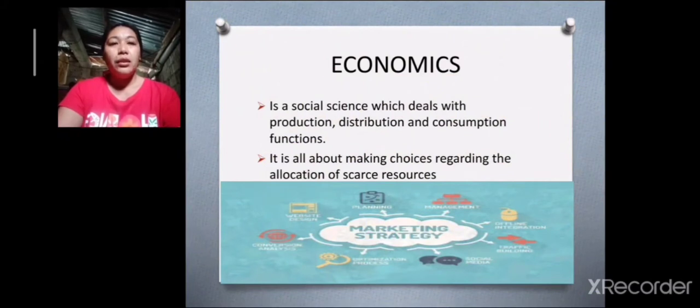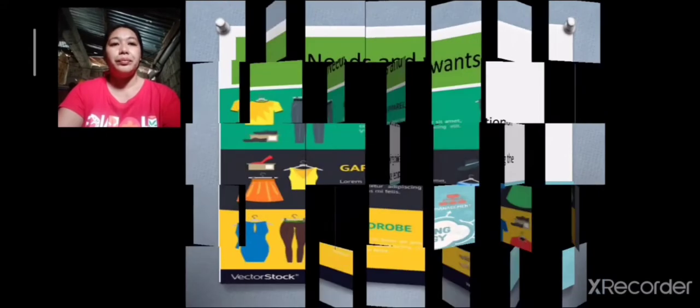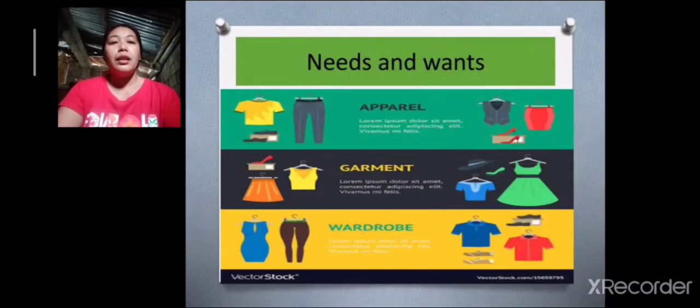Next is the definition of economics. Economics is a social science which deals with production, distribution, and consumption functions. It's all about making choices regarding the allocation of scarce resources. In economics, we often go through the terms needs and wants.